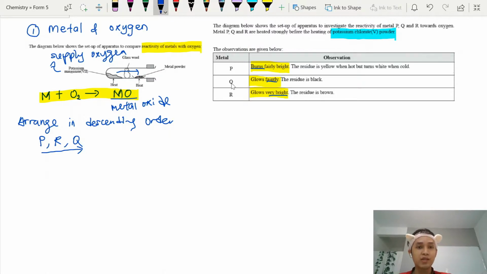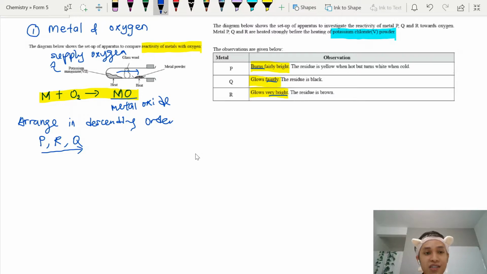So for metal and oxygen, it is the easiest if I want to arrange. You just look at your observation here and see which one is more reactive. The one that is more reactive, burns, is on top. Glow is always at the bottom, because they are less reactive. So first part done.